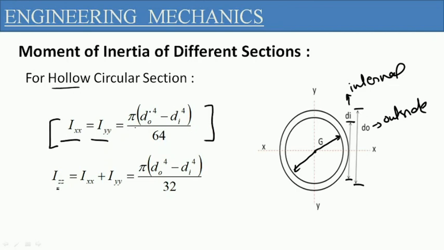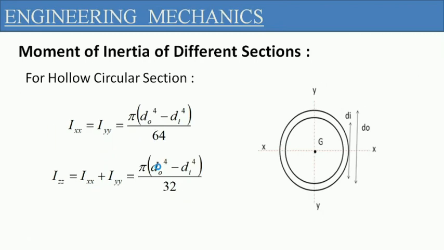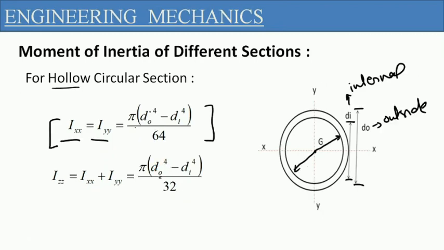And if we want to define the polar moment of inertia, in this formula we will change the d to the power 4 value in terms of outside diameter and inside diameter. So do to the power 4 minus di to the power 4, by 32. So this is the formula for polar moment of inertia.